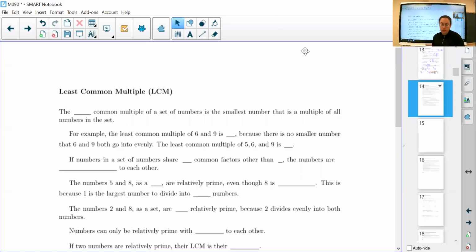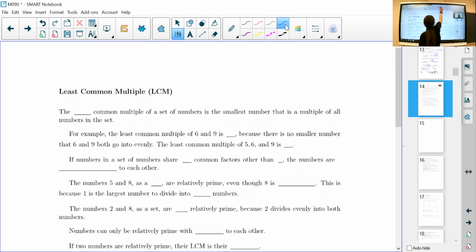Pages 14 and 15. Start with the least common multiple. Sometimes we abbreviate that LCM. The least common multiple of a set of numbers is the smallest number that's a multiple of every number in the set. So 6 and 9, the smallest one that's a multiple of both is 18. 6 goes into 18, 9 goes into 18, and there's nothing smaller that works.